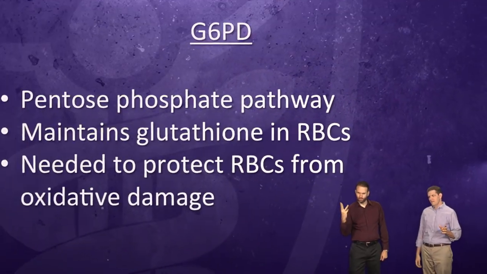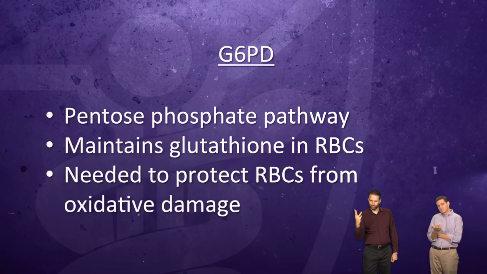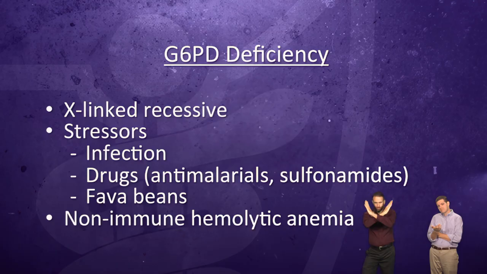What is G6PD deficiency? You mean other than 3 letters, a number, and the word deficiency? Yeah. Well, G6PD stands for glucose-6-phosphate dehydrogenase, which is an enzyme involved in the pentose phosphate pathway. And it tends to be very important in maintaining a normal level of glutathione in red blood cells. Now, glutathione is needed to protect RBCs from oxidative damage from free radicals. Now, the deficiency is an X-linked recessive hereditary disease. So patients with it, when stressed by infection or certain drugs like the antimalarials and sulfonamides, or even by certain foods like fava beans, will have non-immune hemolytic anemia.